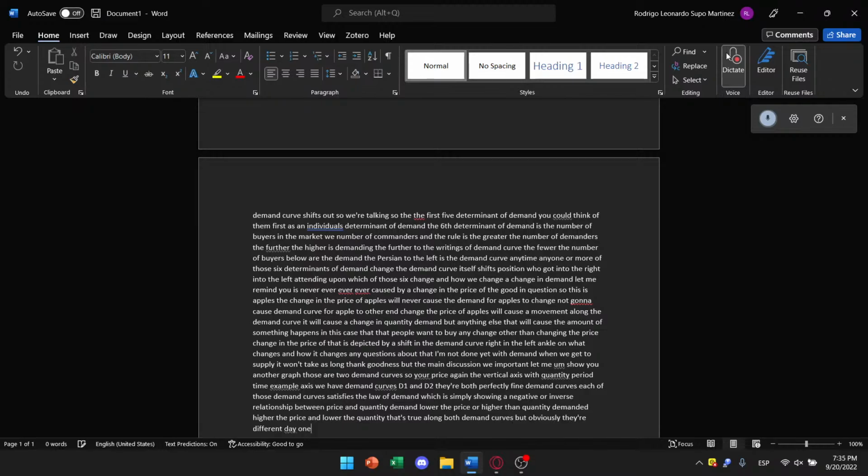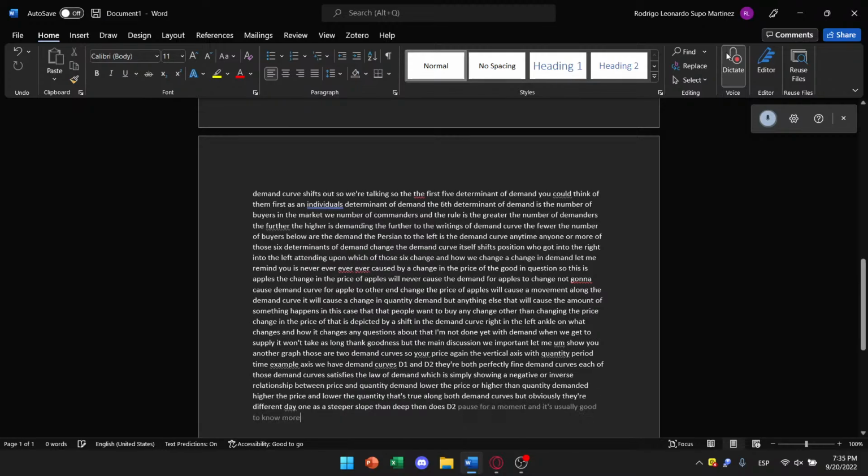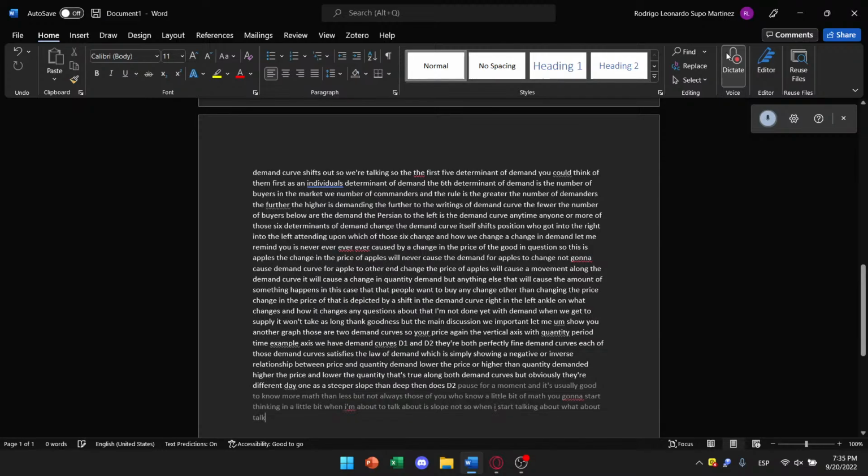D1 has a steeper slope than does D2. Let me pause for a moment. It's usually good to know more math than less, but not always. Those of you who know a little bit of math, you're going to start thinking that what I'm about to talk about is slope. It's not. So when I start talking about it, don't mistake it for being the slope of the demand curve. It's related to the slope, it's not the same thing. If you don't understand what I just said, don't worry about it. But clearly the slope of these two curves differ.